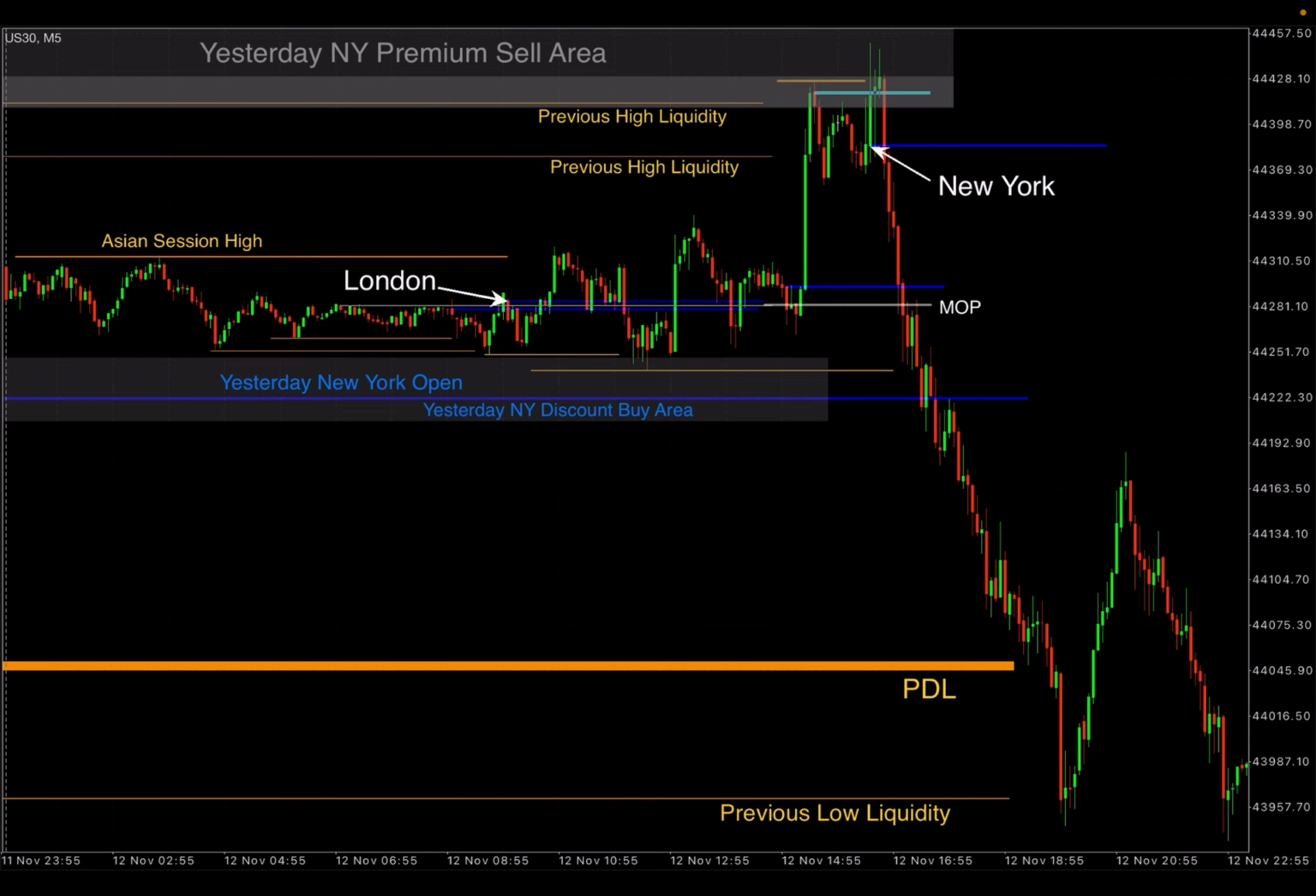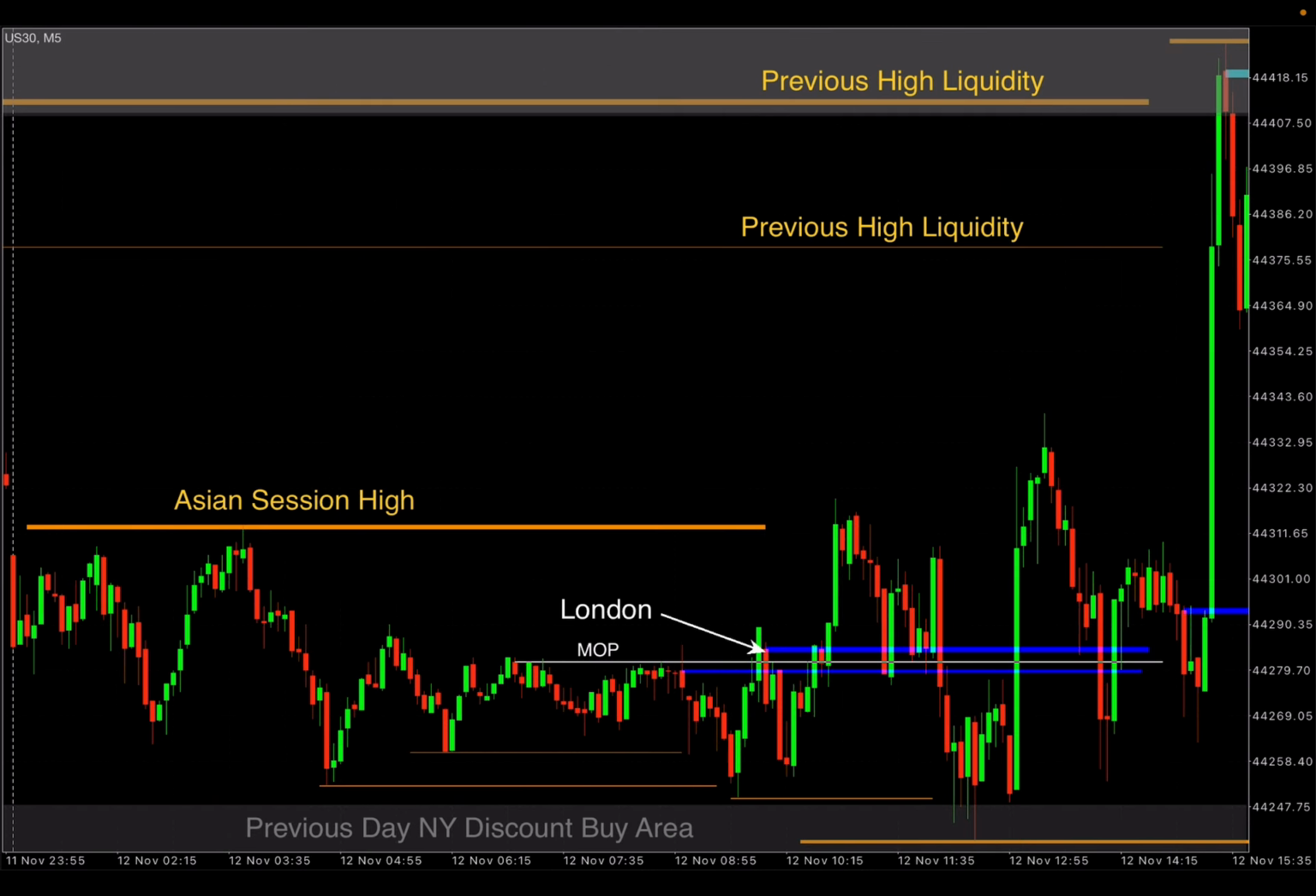So starting from the 12th, you can see here on the London opening where the arrow is, you got the push down, and then it wasn't until you got the push up to take the Asian session high, you got a nice sell trade, went down, took the low, retested that discount buy area, then continued to buy. So that was a clear sell and a clear buy.